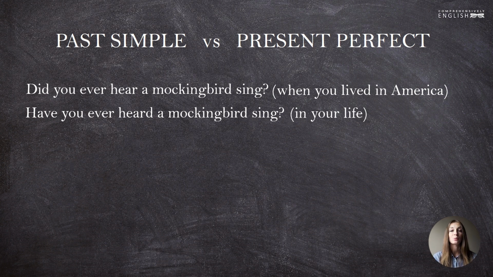In the second case, we're talking about the whole life of this person. So, has he or she ever heard a mockingbird? The answer could be "Yes, I have," or "No, I haven't," or "No, I haven't yet," because that still can happen in the future. The first sentence, "Did you ever hear a mockingbird sing when you lived in America?" shows us that we are talking about a closed, a finished period of time when this person lived in America. But he or she is not in America anymore.